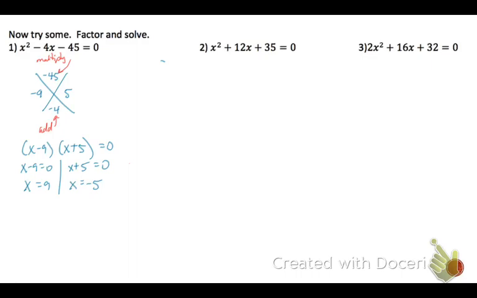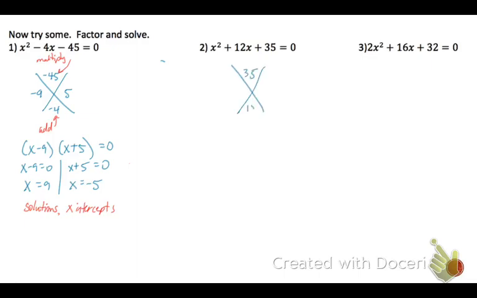Now let's look at number 2. So notice we have x squared plus 12x plus 35. So remember, we're looking for two numbers that will multiply to give us our c value, 35, and will combine to give us 12. And I just made a note on number 1 that these are our solutions, or our x-intercepts.